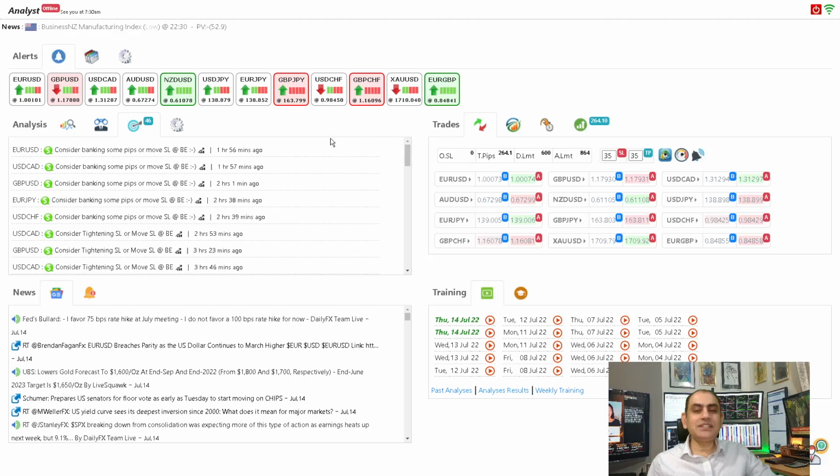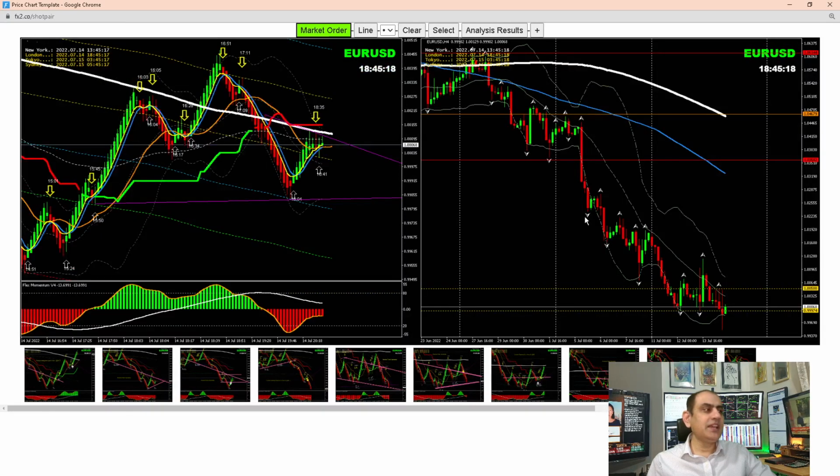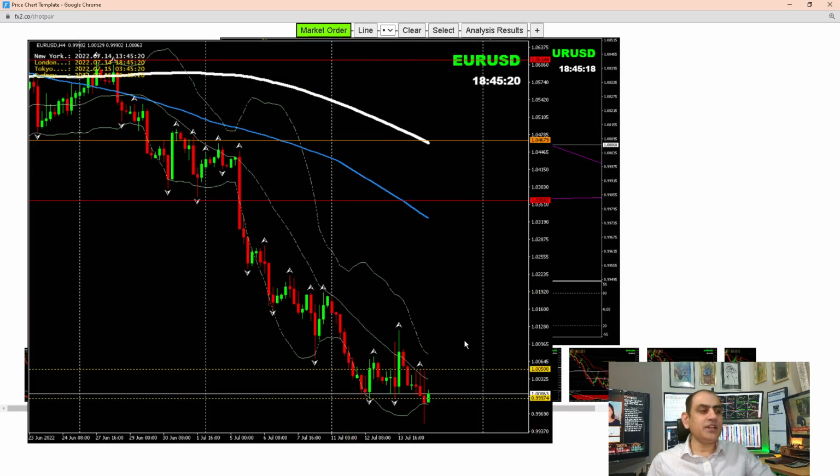Let's dig into the three major currency pairs, Euro USD, Pound Dollar, and the Dollar CAD. Okay, so if you look at the Euro USD chart, and if you look at the 4-hour chart, we had such a nice, beautiful long yesterday, and we've been short from here.